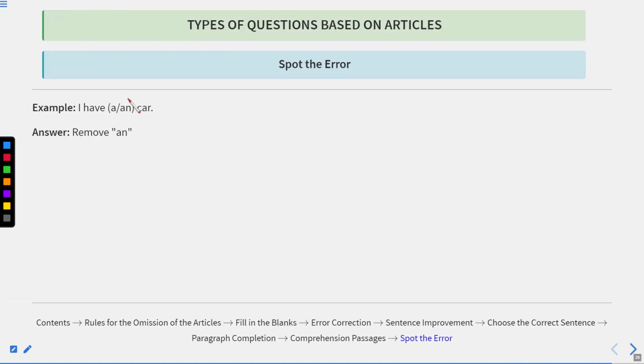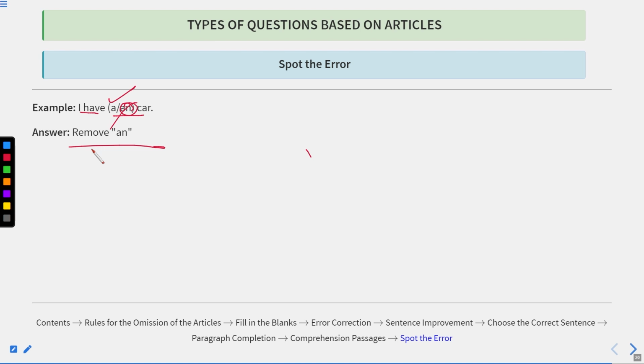Now we can also have spotting the error. I have a car or an car, so we should have I have a car. Okay, I cannot say I have an car, I should use I have a car. So remove an from here. Okay, so this is how the questions from the chapter of article are asked. I hope this much is very clear to you all.